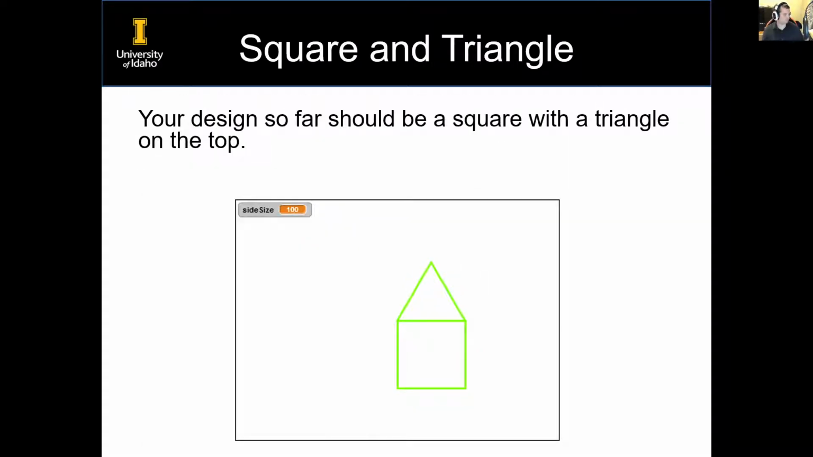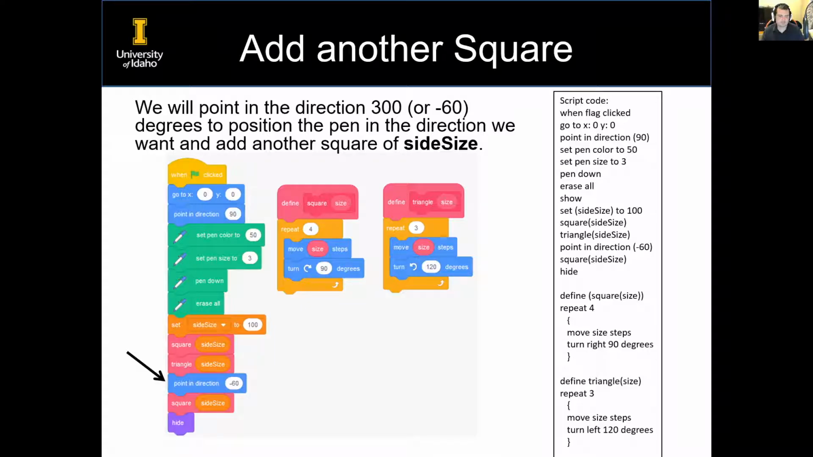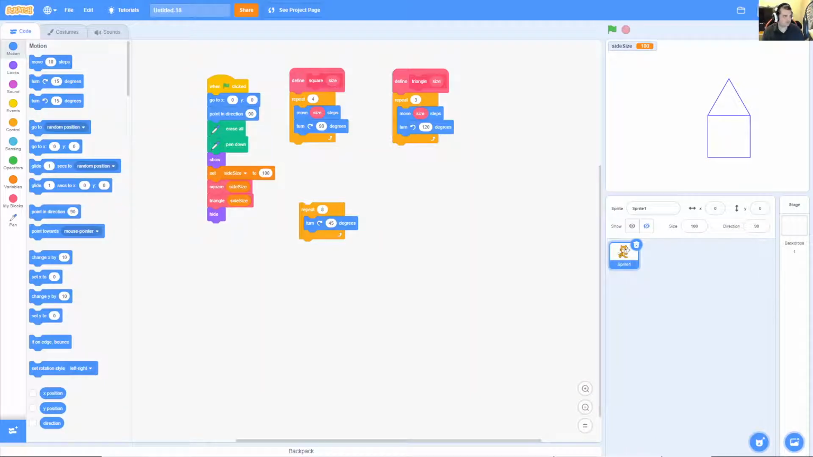Let's go back to this then. We're going to add another square, and so we're going to point in a direction 300 degrees to position the pen. And with procedures, this is kind of nice because I don't have to write this square code over and over again. So let's do a point in direction, and what did I say? Negative 60. And then I could also do 300, and that would work the same.